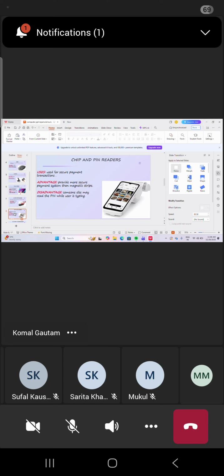Next is chip and pin readers. Chip and pin readers are mainly used for secure payment transactions, like when we use Google Pay, Paytm. They are used for secure payment transactions, and they have some advantages. Advantages are it provides a more secure payment system than magnetic stripe readers, and the disadvantage is that someone else may read the pin while the user is typing.